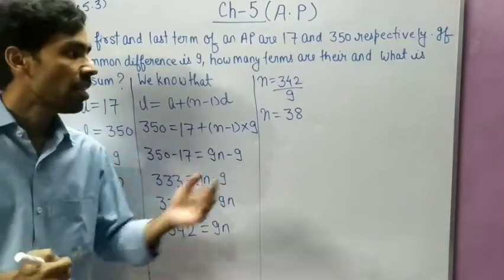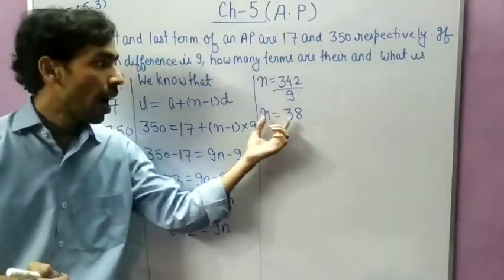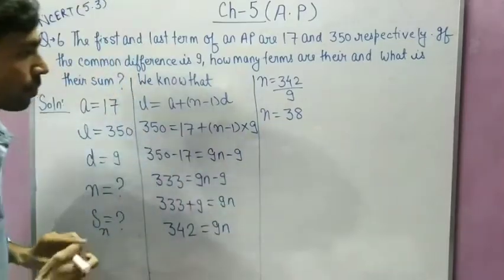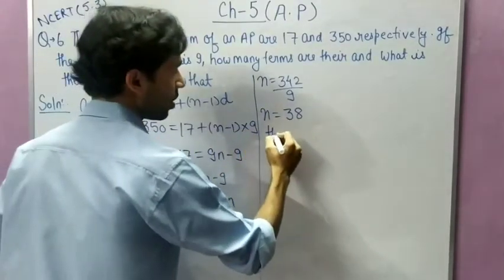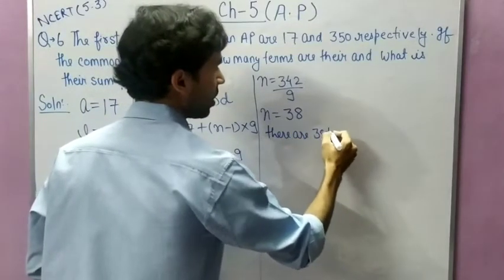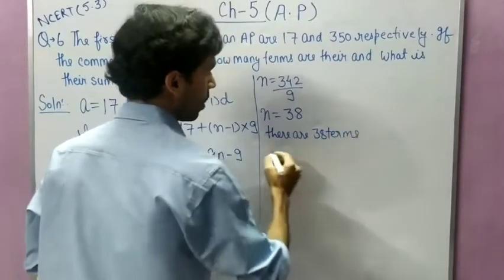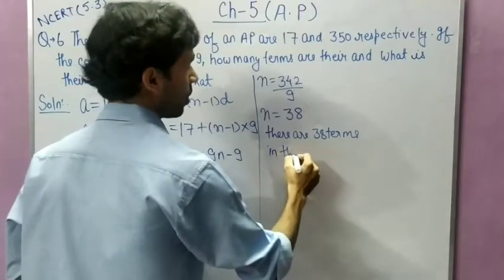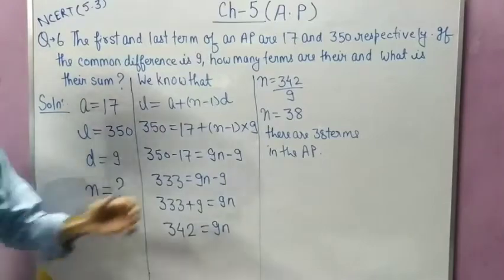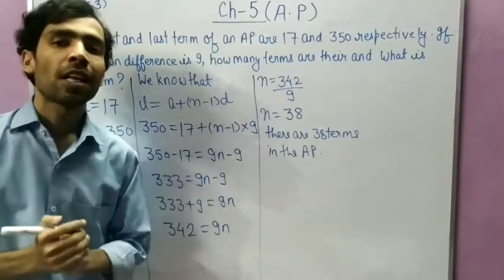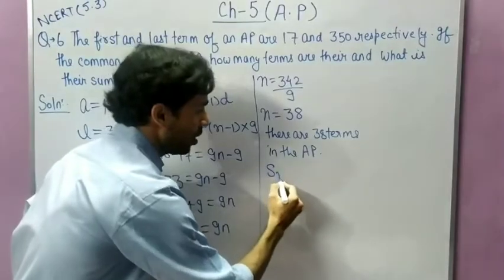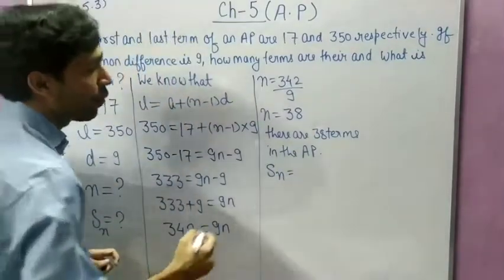So it means, how many terms are there in the AP? There are 38 terms in the AP. Now we got the number of terms. Now we have to calculate their sum. So Sn equal to, student, how much? What is the formula?